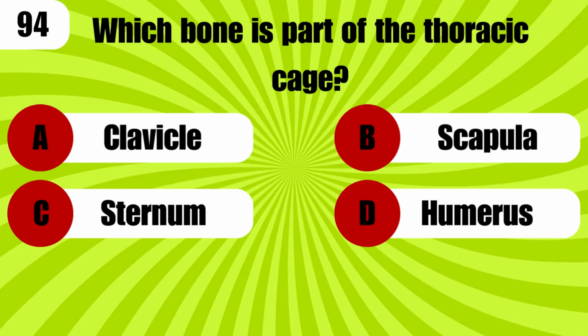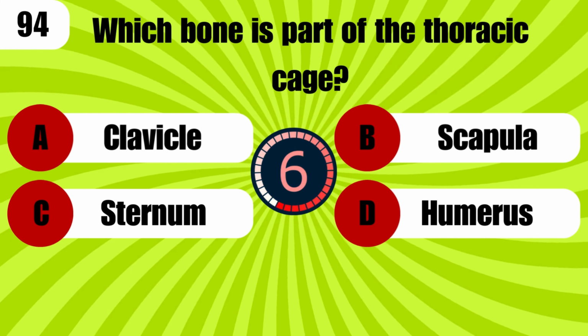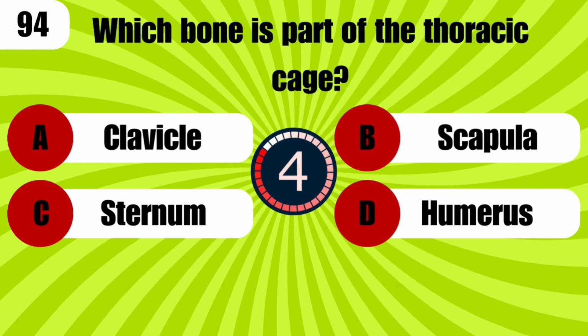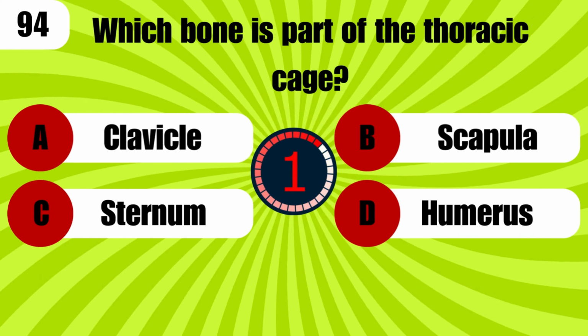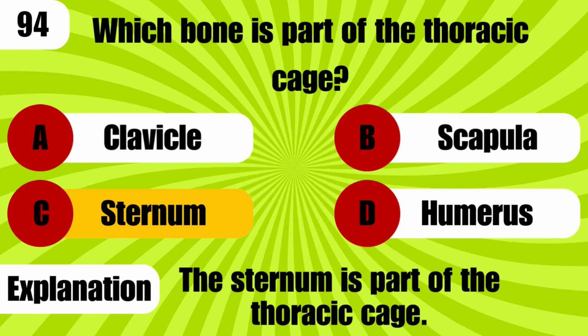Which bone is part of the thoracic cage? Option A clavicle, option B scapula, option C sternum, option D humerus. The right answer is sternum. The sternum is part of the thoracic cage.